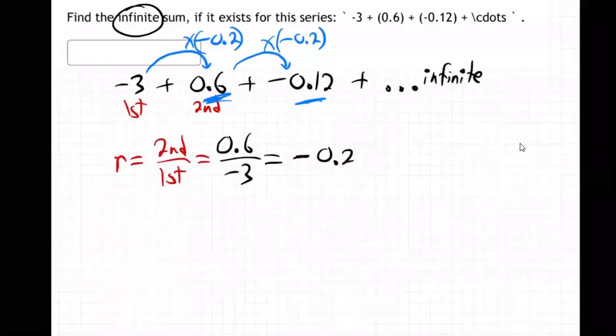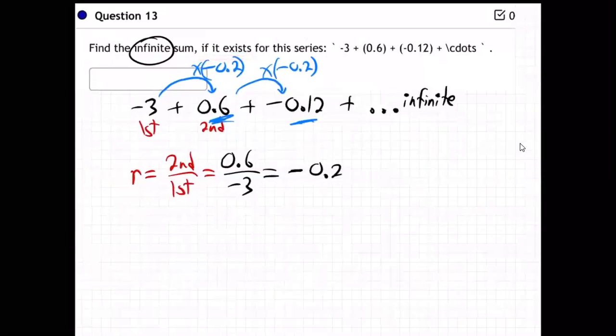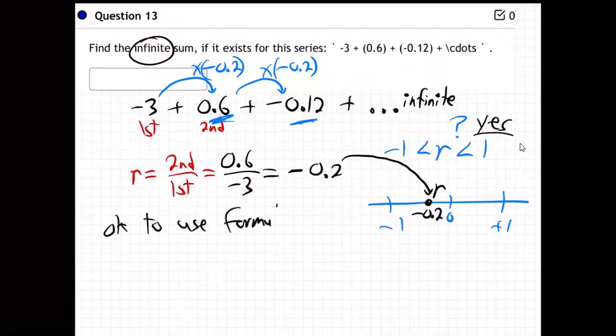So let's go see. That's why they said if it exists. So our R value is negative 0.2. So the question is, is R between negative 1 and positive 1? Well, here's negative 1. Let's do a number line. Here's positive 1. Here's 0. Where's our R value? Negative 0.2. It's about right there. So yeah, our R value is between negative 1 and positive 1. Yes. So it's okay to use the formula.